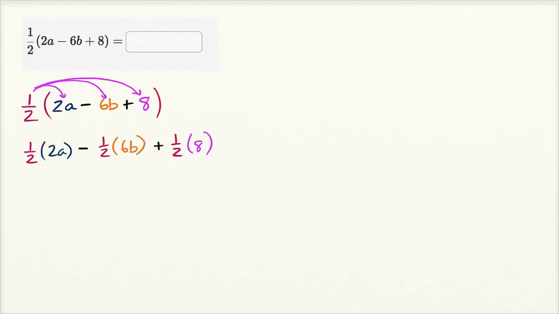Well, let's see, I have 1/2 times 2a. 1/2 times 2 is just 1, so you're just going to be left with a. And then you have minus 1/2 times 6b. Well, we could just think about what 1/2 times 6 is going to be. 1/2 times 6 is going to be 3, and then you still are multiplying times b. So it's going to be 3b. And then we have plus 1/2 times 8. Half of 8 is 4, or you could say 8 halves is equal to 4 wholes. All right, so this is going to be 4. So it's a minus 3b plus 4.